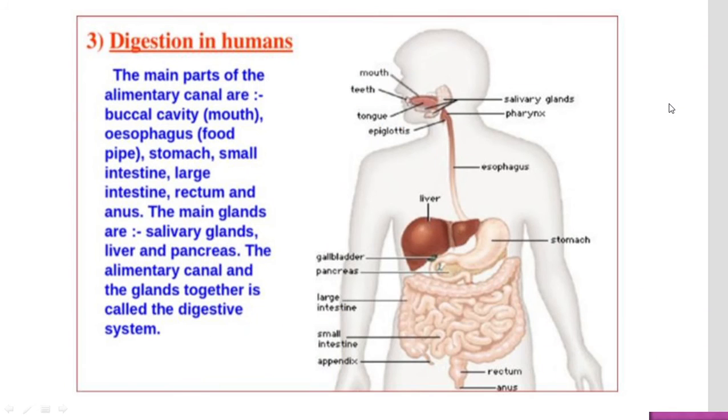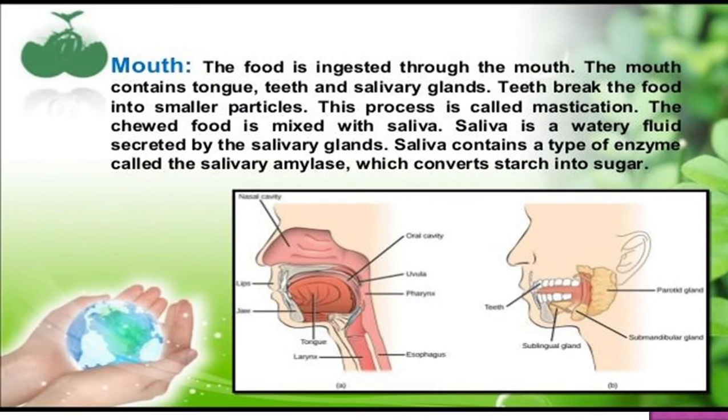Yes, and we are going to continue the next part. Digestion in humans. So these are the parts given for 7th standard. The main parts of the alimentary canal are the buccal cavity, that is the mouth, esophagus, food pipe, stomach, small intestine, large intestine, rectum, and anus. The main glands are the salivary gland, liver, and pancreas. The alimentary canal and glands together are called the digestive system.